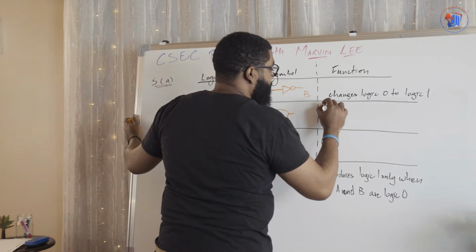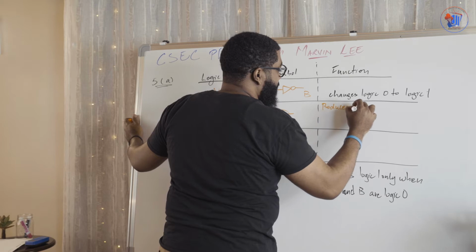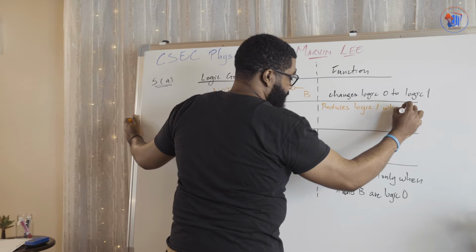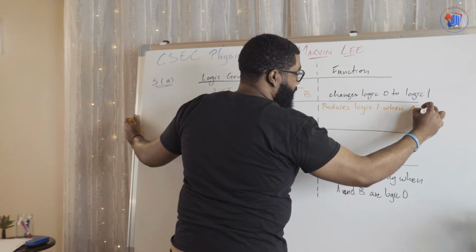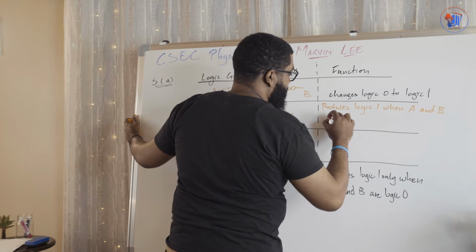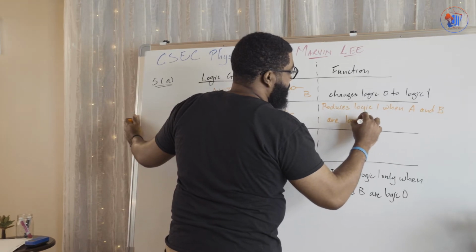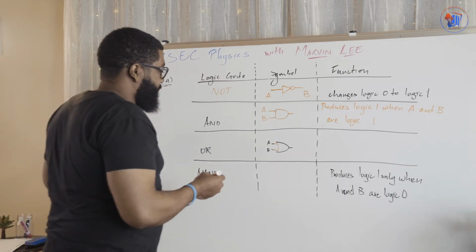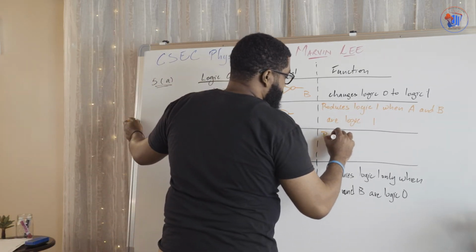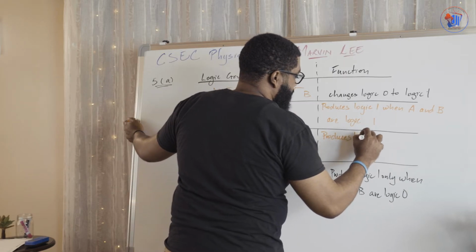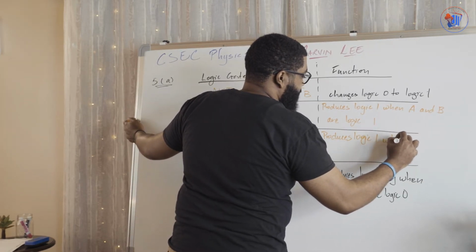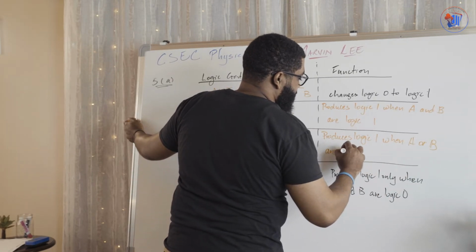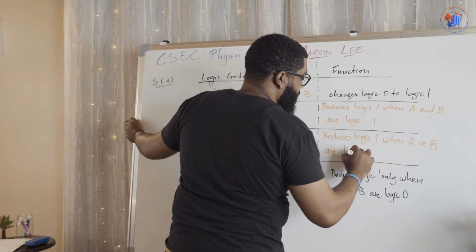Now, this produces logic 1 when A and B are logic 1. The OR gate produces logic 1 when A or B are logic 1.